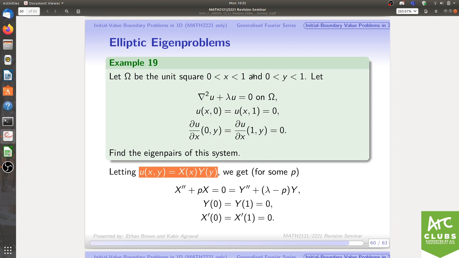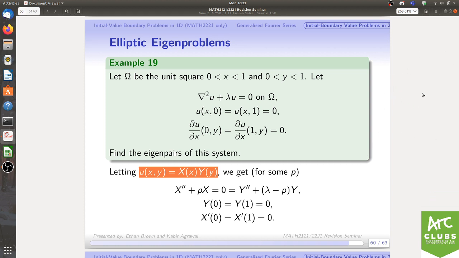Then what ends up happening is we rearrange it so that we get X double dash Y plus Y double dash X plus lambda XY is equal to 0. So we get X double dash Y plus Y double dash X is equal to negative lambda XY. Then dividing both sides by XY, we end up with X double dash over X plus Y double dash over Y is equal to negative lambda. Then we can bring one of the values to the other side so that we can get something really nice.